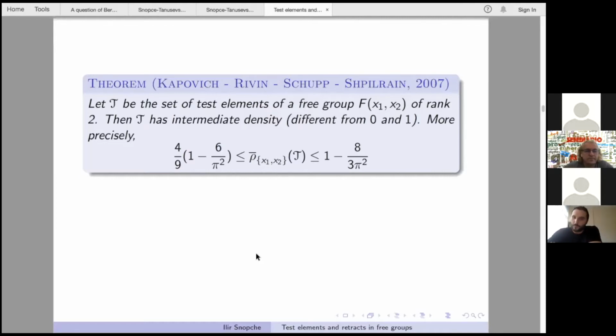Actually, they proved the following. Let T be the set of test elements of a free group of rank 2. Then T has intermediate density, different from 0 and 1. Okay? So in the case of free groups of rank 2, the asymptotic density is intermediate. More precisely, they gave the following bounds.